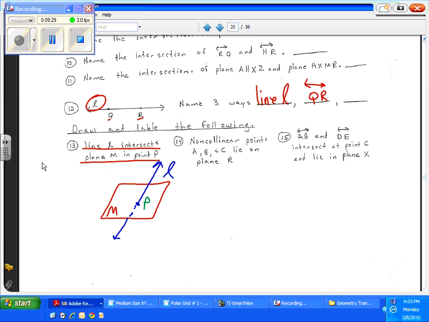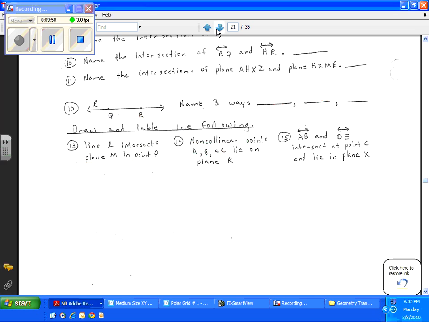Number 14 says non-collinear points A, B, and C lie in plane R. So we would begin with a plane R. And somewhere in that plane, we would put these 3 points that do not lie together on a line. And we'll leave the rest for you there. You're going to start out with planes and do some drawings to show your understanding of that. Okay?